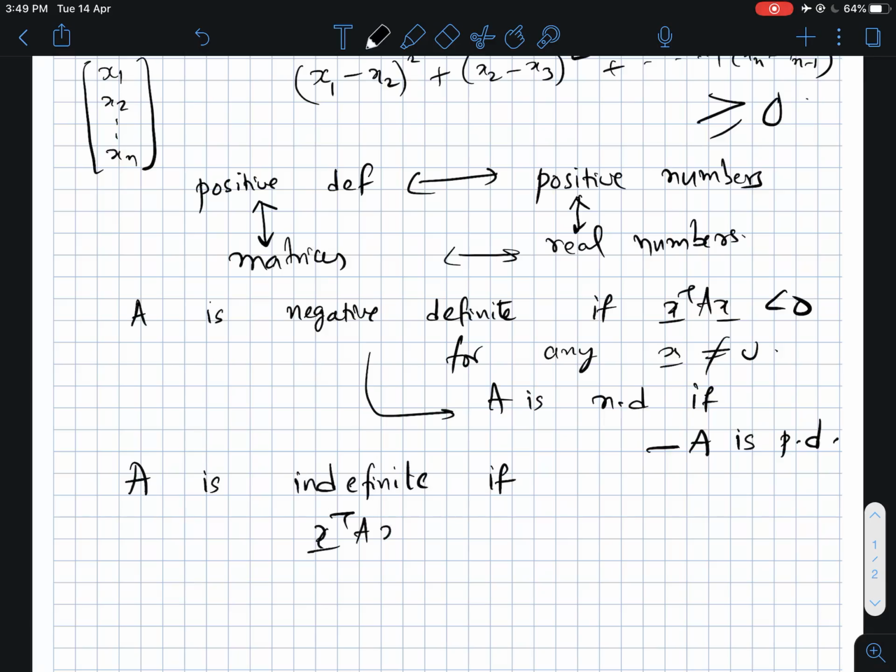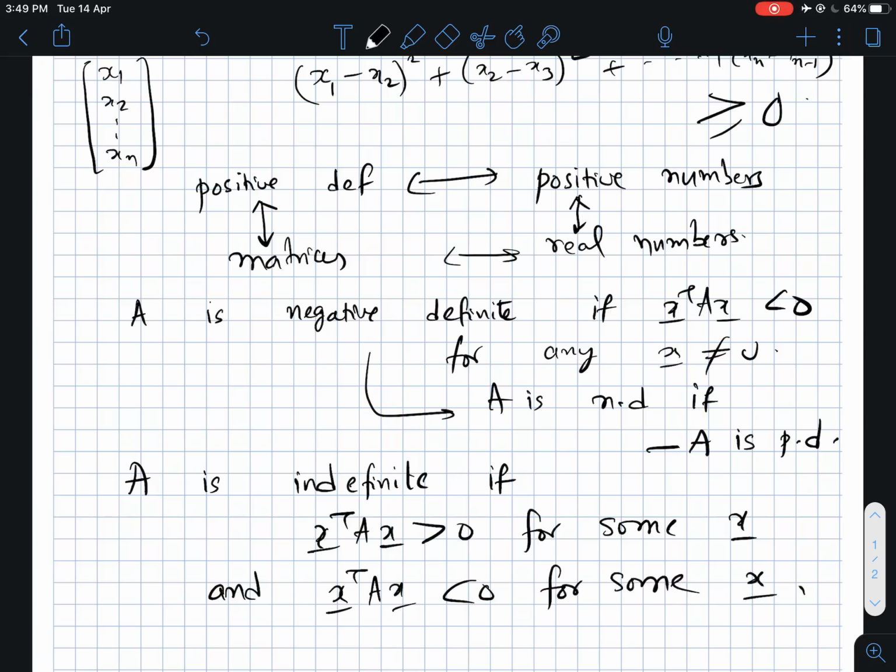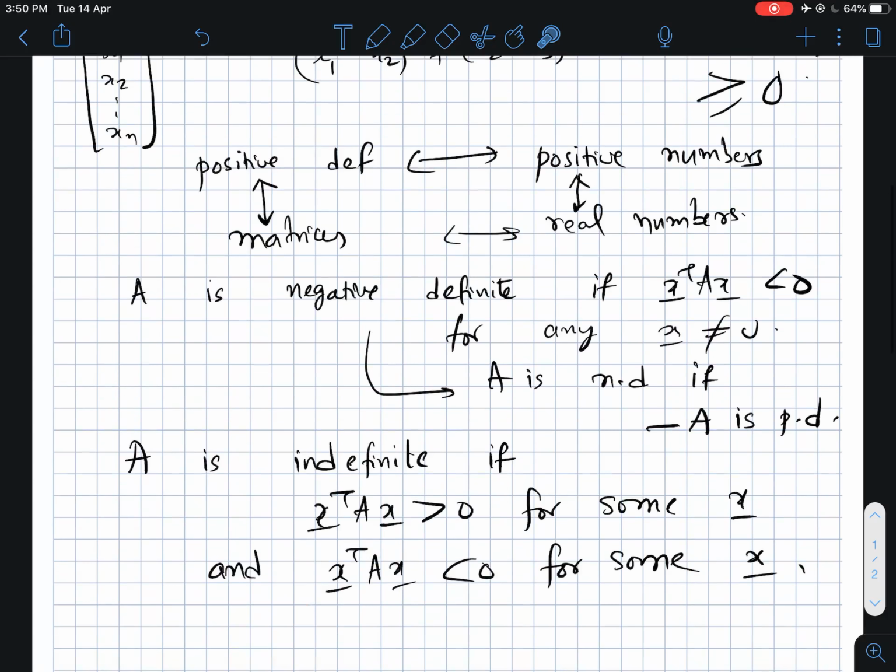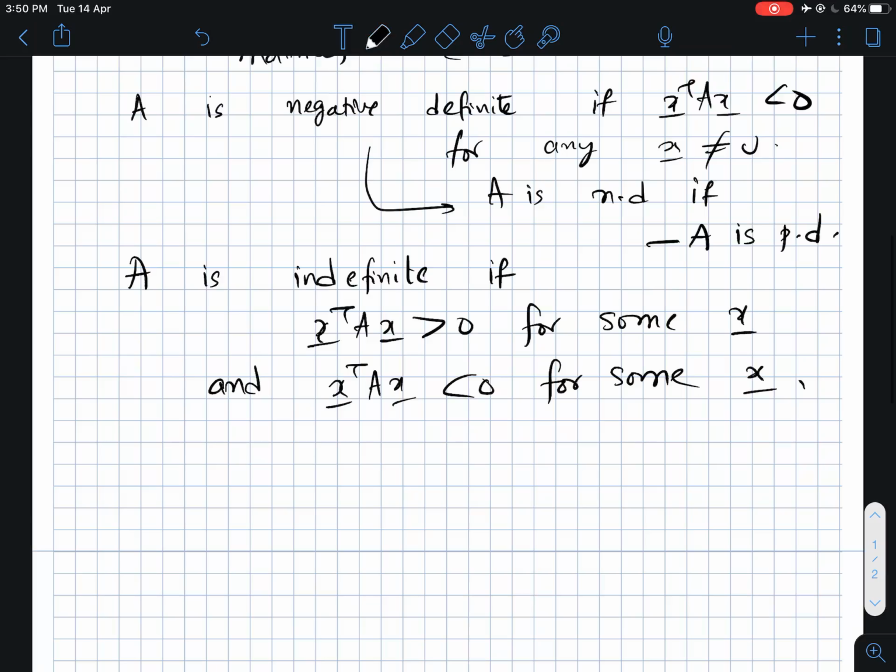It's indefinite if x transpose Ax is greater than 0 for some x and x transpose Ax is less than 0 for some other x. So I'm able to find a set of variables such that the quadratic form is positive, and I'm also able to find an x such that the quadratic form is negative. That's an indefinite matrix.